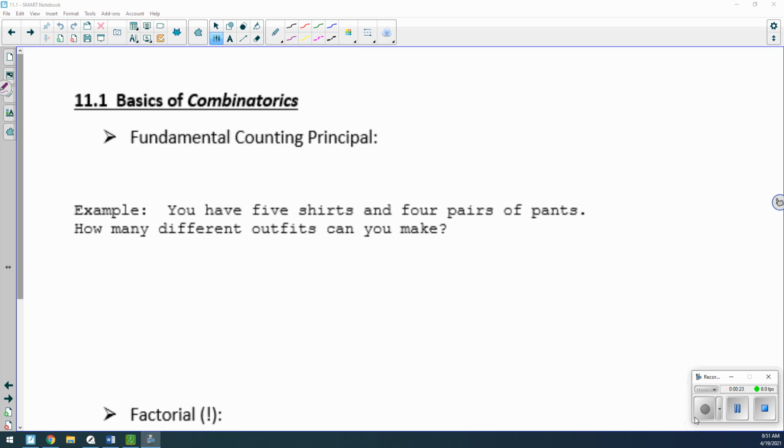The fundamental counting principle simply means the number of possible ways that something can happen. Let's write that down. The number of ways something might happen.